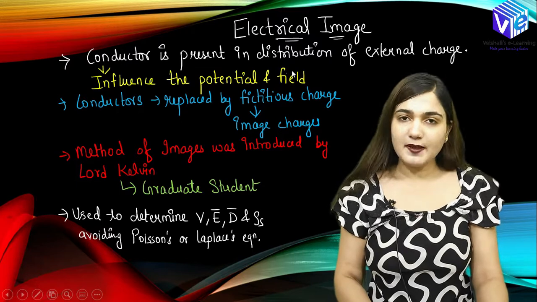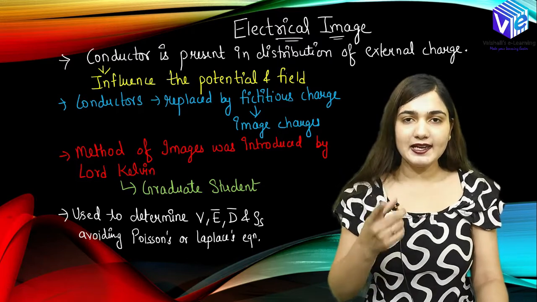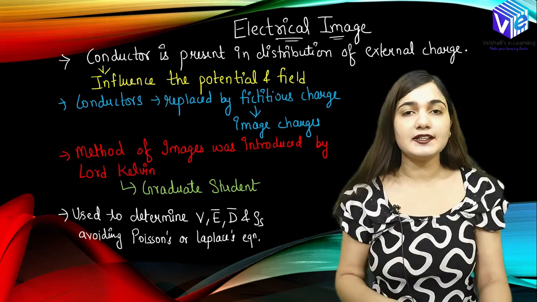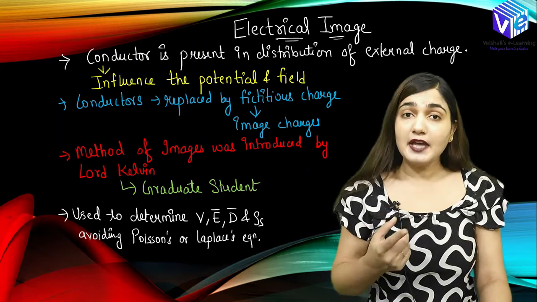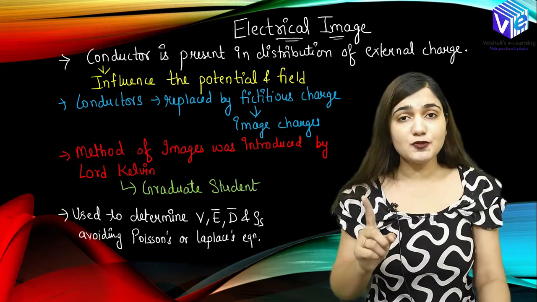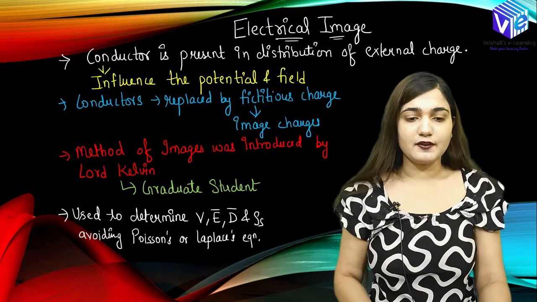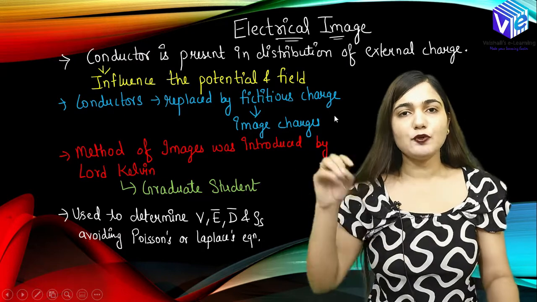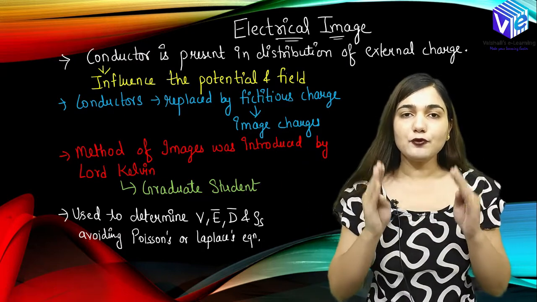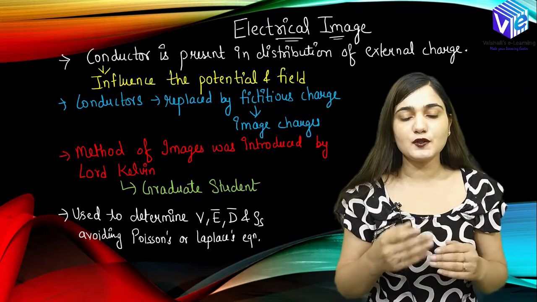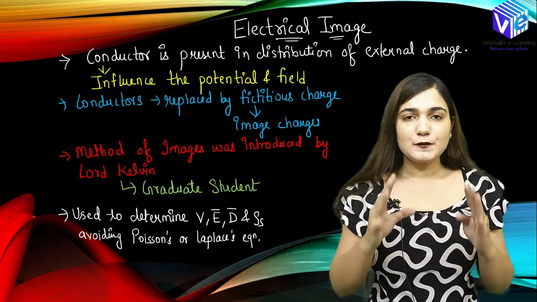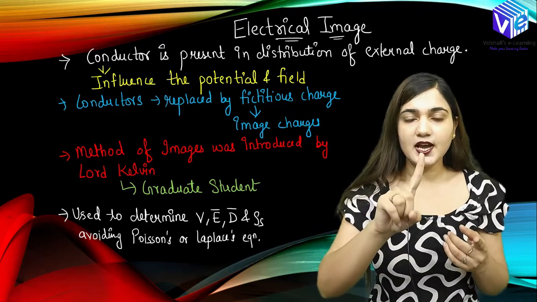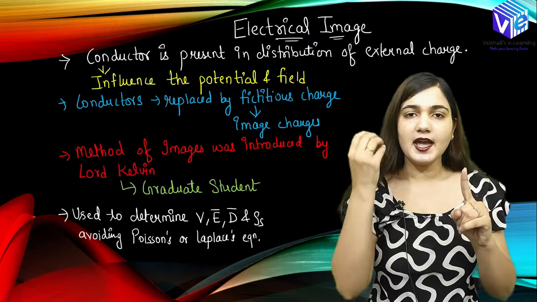We all know there will be some boundary conditions if I have the dielectric-conductor boundary, right? The reflection and the refraction of the electric field intensity will be taking place, and due to that we will be having the changed potential and the changed electric field. So we are going to replace the conductor with a fictitious charge. I am going to remove the conductor and place a fictitious charge, which is called the image charge. So now, instead of one point charge, I will be having two charges, and I have removed the conductor.